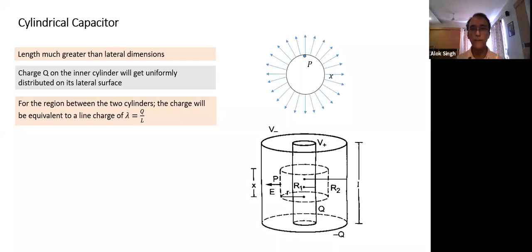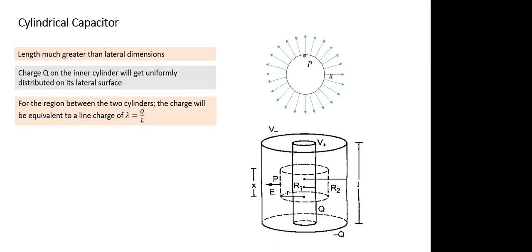If you look from the top, this is the inner shell, and this is how the field lines will look. Field lines will emanate from the inner shell and go up to the outer shell. Is there any field line outside? Outside there will not be any field. Why is there no field outside the outer shell? Because the charge enclosed will come to 0.